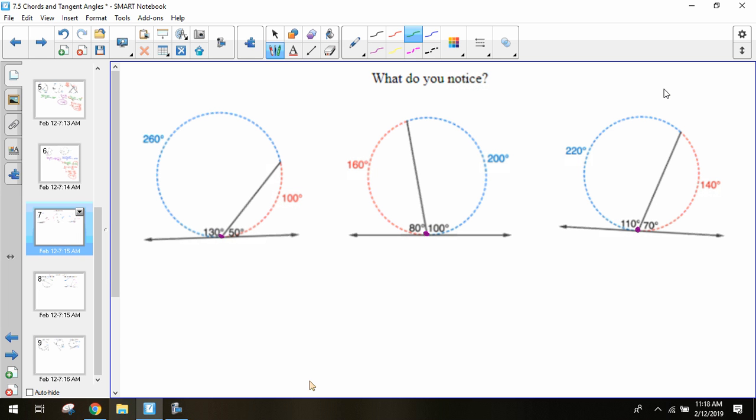So because of these three special patterns we found, as long as you know one piece of information, you can find every other piece of information about the circle. Assuming we just know one of those angles or one of those arcs, we should be able to find the rest.